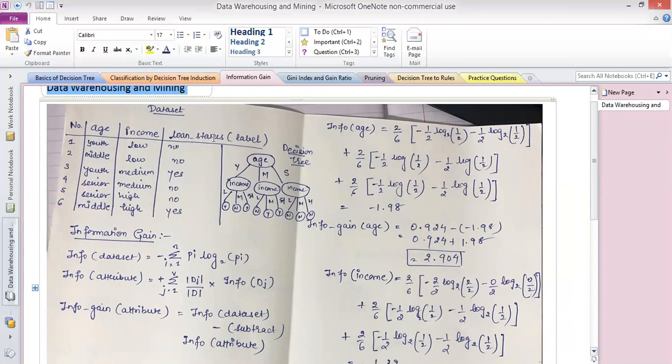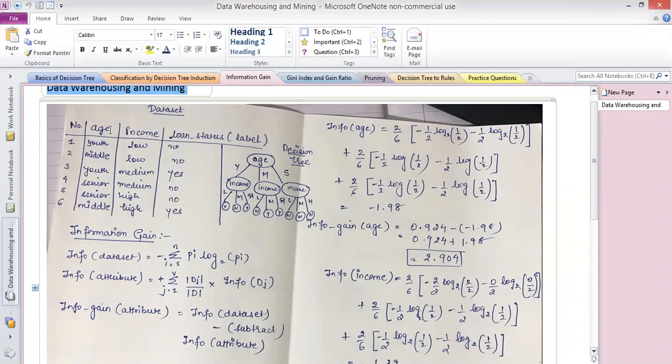What is happening here is that this is the example that we've been discussing for so long in all the lectures, that I ask you what is your age and what is your income, and on the basis of that, I am deciding whether you will be granted loan or not, right? Okay, so that's how the data set is. We've got 6 different tuples.